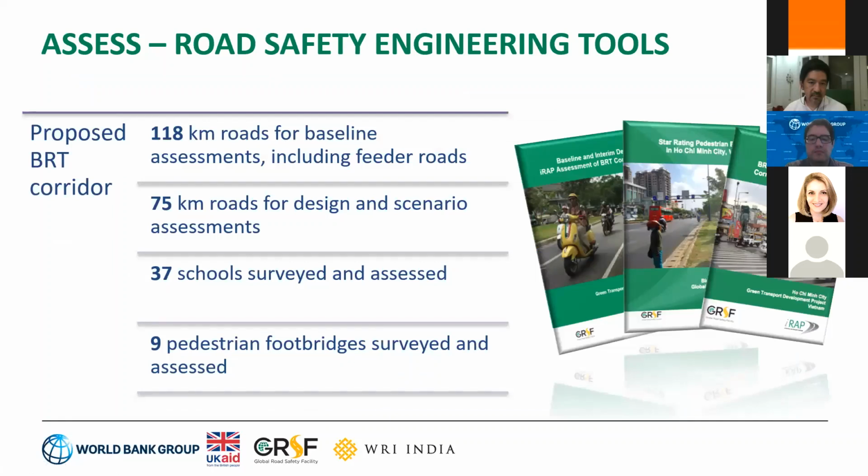So for the road safety engineering tools, as I was mentioning a bit earlier, we did have a series of assessments that were performed starting 2014, 2015. We've been working very closely with the International Road Assessment Programme, iRAP. And for example, we had 180 kilometers for baseline assessments, but also looked into interim designs and draft designs. And the latest report was assessed by iRAP in December 2018, on the draft detailed designs. So we've looked not only at the existing situation, but also very closely assessed the situation that was proposed. We've also done surveys around 37 schools, which were across the BRT corridor, and also 9 pedestrian footbridges that were surveyed and assessed.